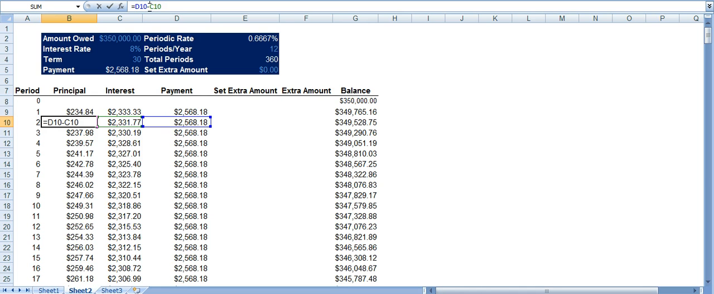Principal is really simple. Principal is just the payment minus the interest. The interest is also simple. It's the previous balance times the periodic interest rate. And then for the payment, we check and see if the payment is less than the balance. If it is, we want to put in the payment amount. Otherwise, we put in the previous balance plus the interest, and we drag that down like you can see.